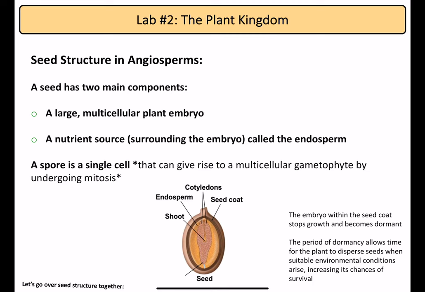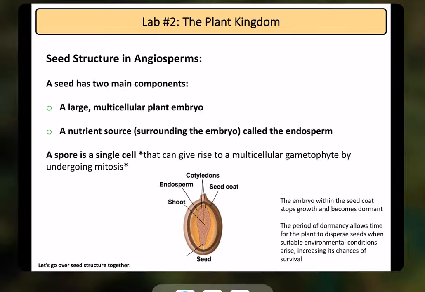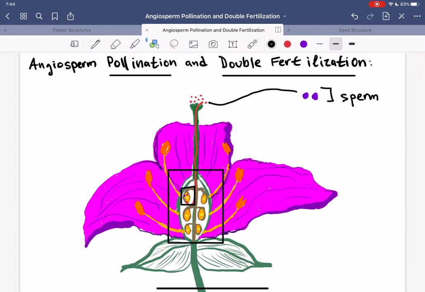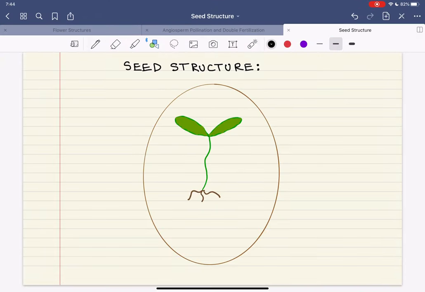And if you look at the bottom, it says, let's go over seed structure together. And it's kind of the same thing. I just wanted to show you it from a different point of view. Here's our seed. It has two primary components. The first, which is pretty clear, is the plant embryo. In this case, again, it's a dicot. It has two embryonic leaves. It has a little bit of roots that are starting to grow.